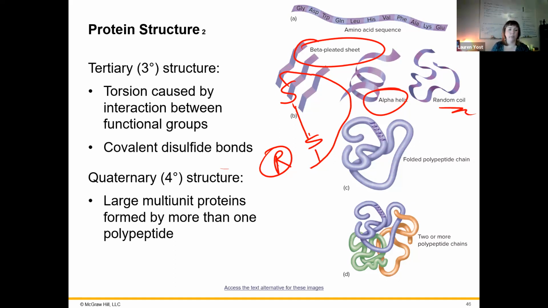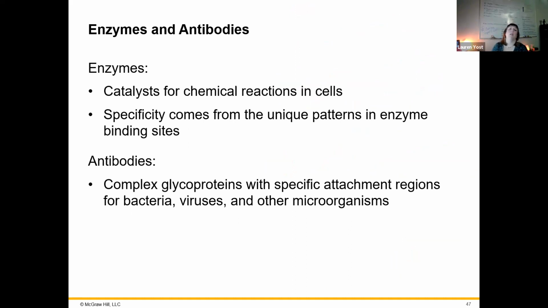So then we have the quaternary structure. We make this big old blob, essentially this folded polypeptide chain, due to our tertiary structure. Now we might have several of them come together and work together in order to create the functional protein. So the protein's ability to actually perform its function might not happen until several subunits come together and interact with one another. So it leads us to the concept of an enzyme.